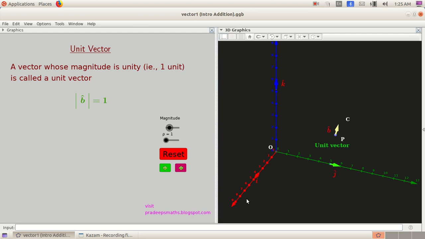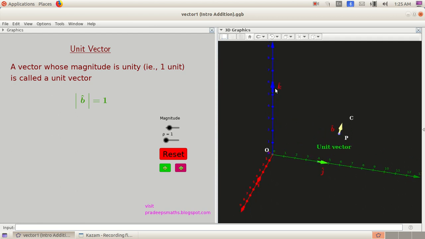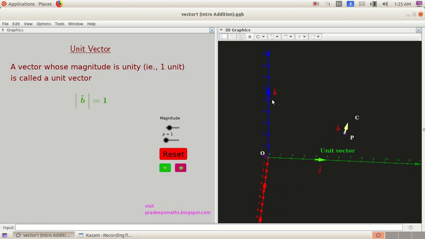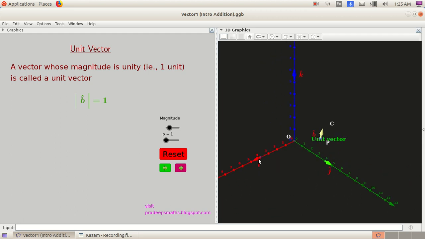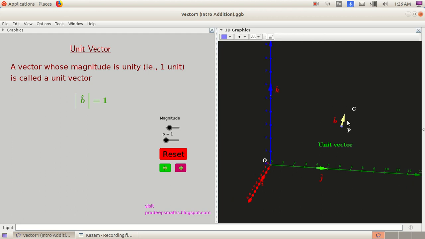We can discuss some other unit vectors here. We can see J. This is a unit vector along the y-axis. J, unit vector along y-axis. Here K is a unit vector along this z-axis. We will discuss these unit vectors later. Along the x-axis, we can have a unit vector called I. Therefore, I, J and K are the unit vectors along the x-axis, y-axis and z-axis respectively. Here a unit vector means a vector with unit magnitude.